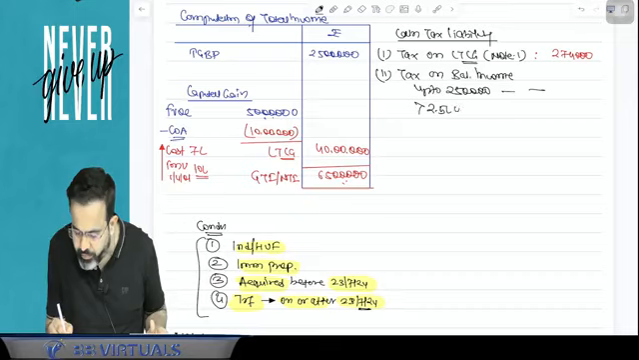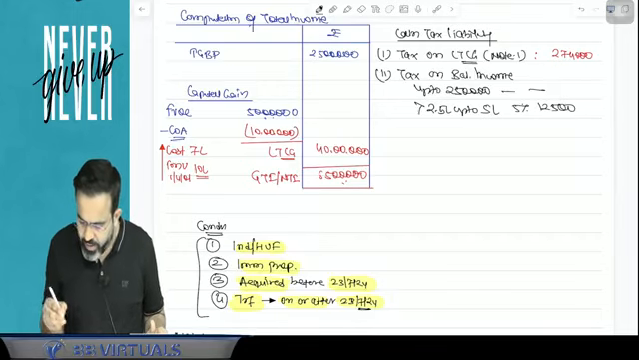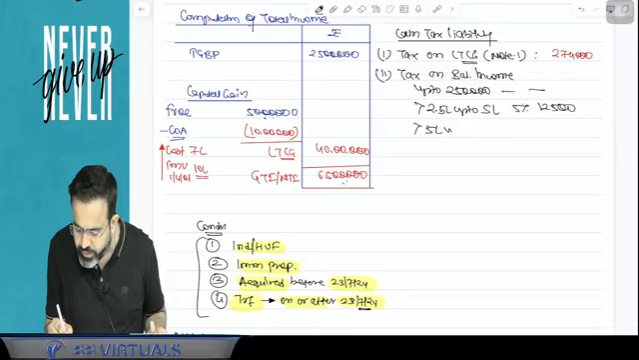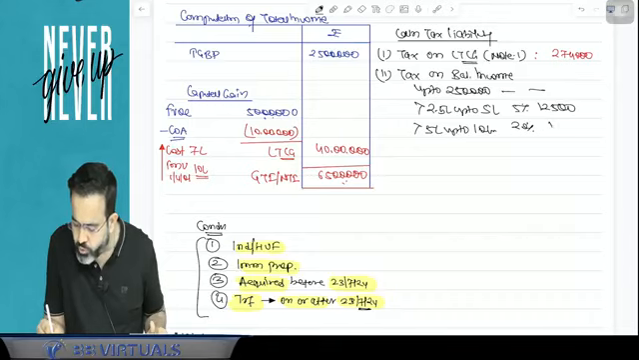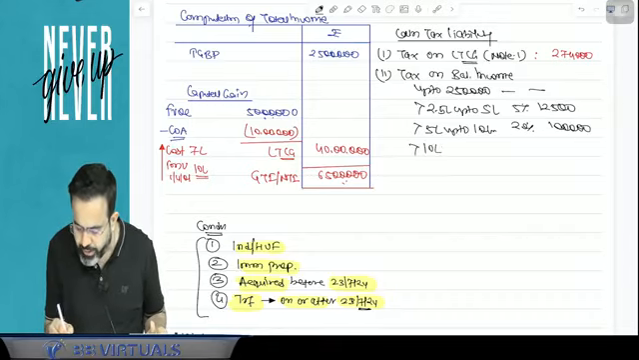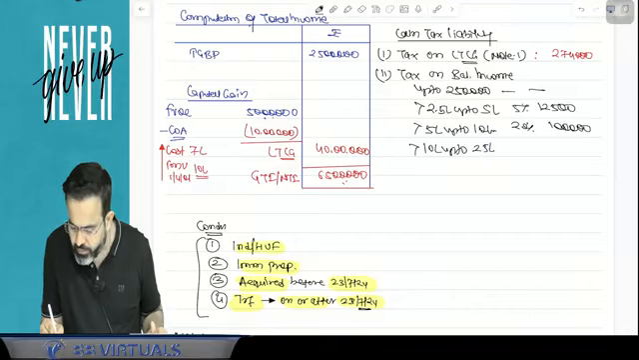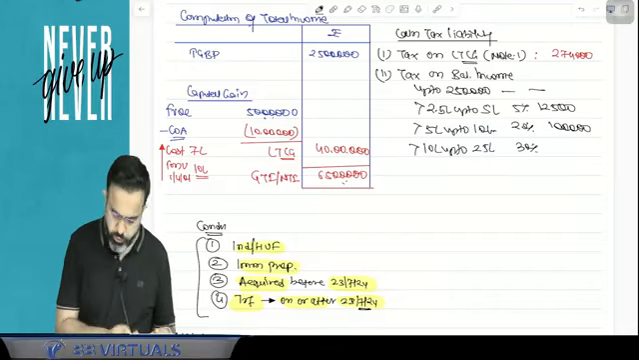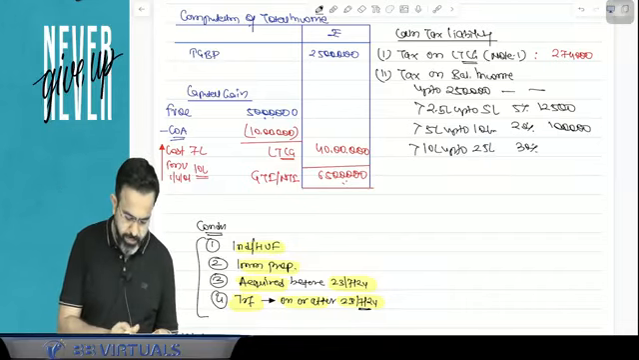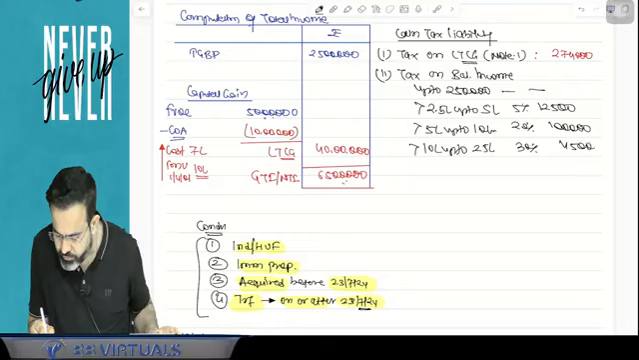From 2.5 lakh up to 5 lakh, it is 5%, which comes to 12,500. More than 5 lakh up to 10 lakh rupees, it's 20%, so it comes to 1 lakh rupees. More than 10 lakh up to 25 lakh is 30%. So 15 lakh multiplied by 30% comes to 4,50,000.